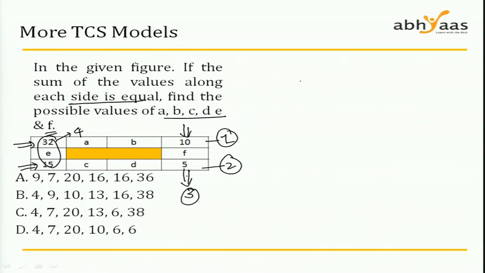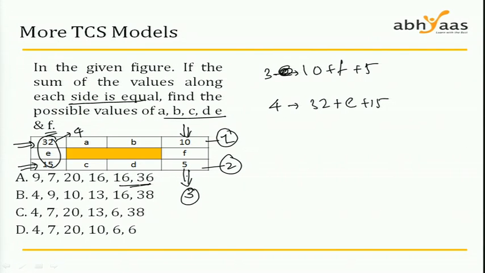Right. So first I'll check for side 3 and 4 because the number of values are less. Third side value is how much? 10 plus F plus 5, and the fourth side value is how much? 32 plus E plus 15. Right. Now let's see what are the different values I can substitute in E and F. Right? What are the different possibilities?